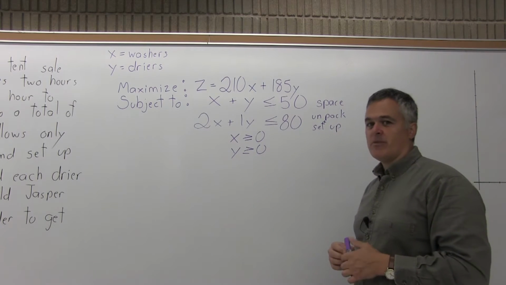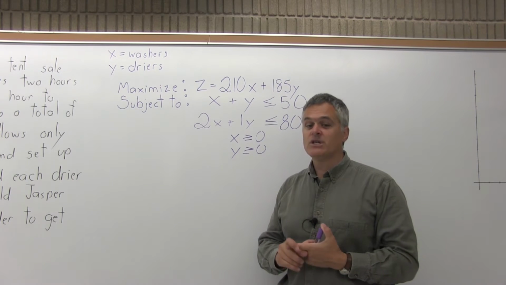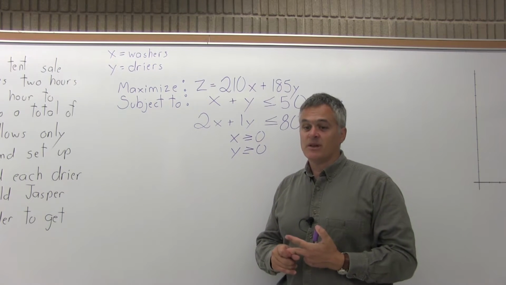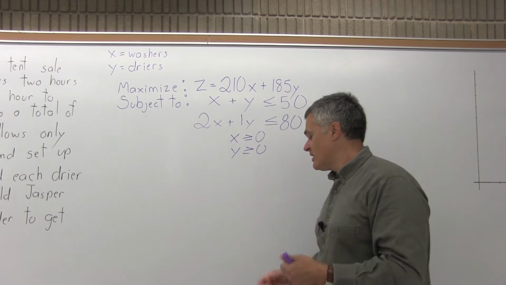Now we solve the problem. That has 4 more steps. So first, we're going to graph the feasible region. Then next, the second step is label the corner points. The third step is fill in that chart. And the last step is state your solution.